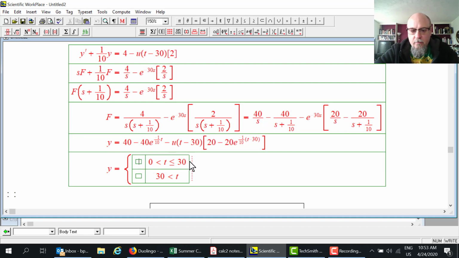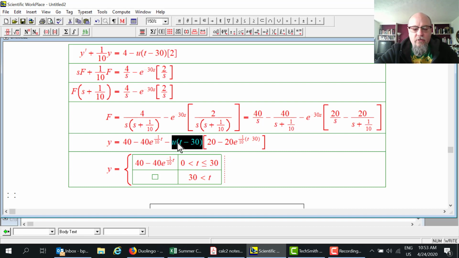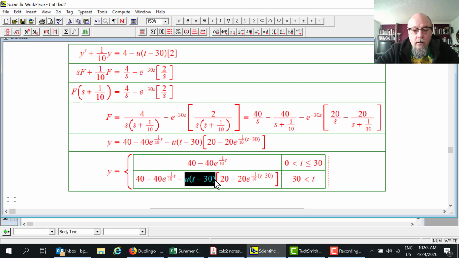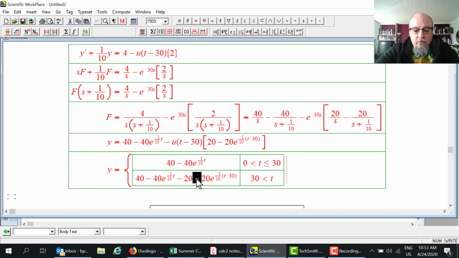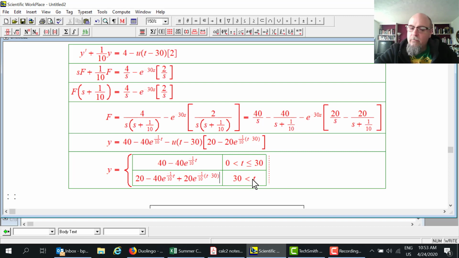So here I've got it written as a split function. Before 30, this u part is all 0, so this is all turned off. It's all blanked out. After 30, that u is 1. It's turned on. So after 30, that's what I have. If I put that minus sign through the bracket, that's going to flip this to be a plus. 40 minus 20 is going to be 20. And there's my expression.